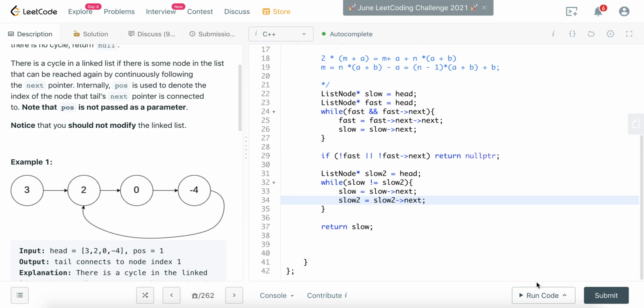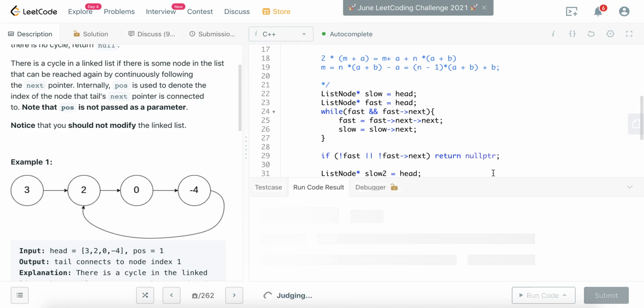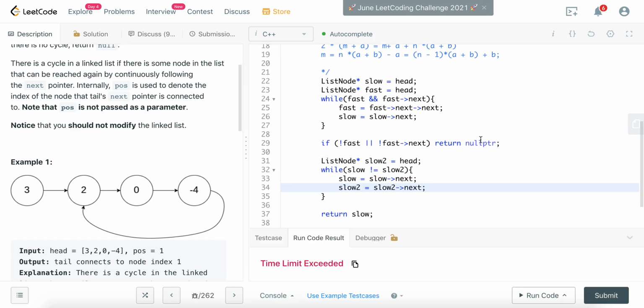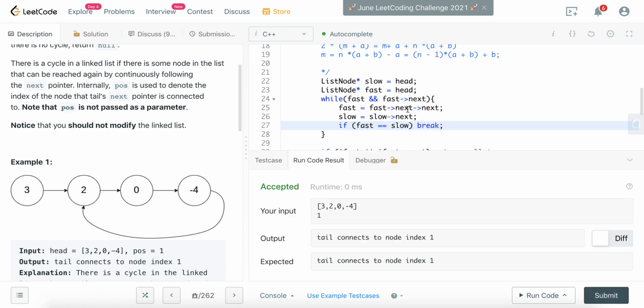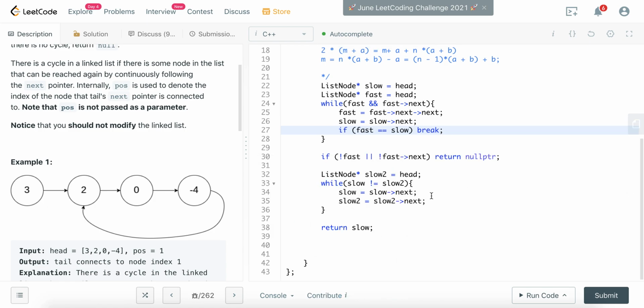Yeah, let's try to run the code. Time exceeded. Oh, okay. So if my fast equals slow, I should break because I already found my meeting point. Otherwise, if there's a cycle, it will continue to go on forever. So in this way, the time complexity will just be O(n) and the space complexity will be constant.